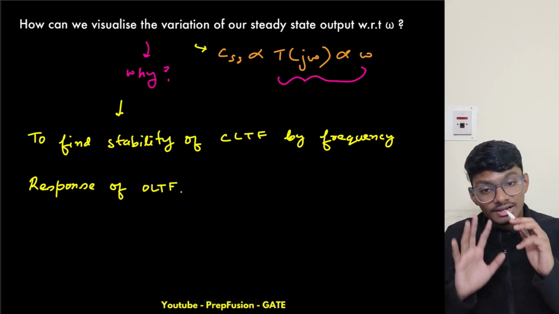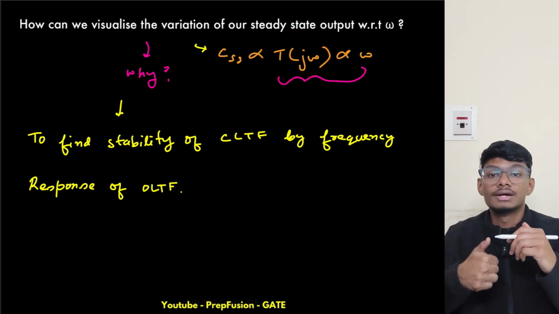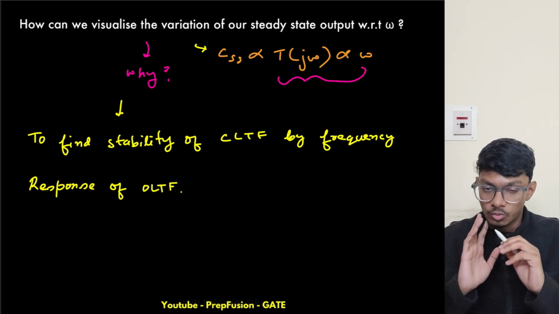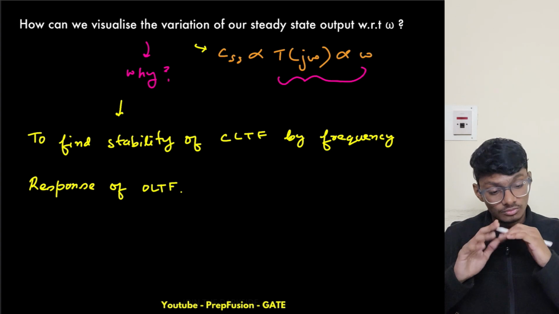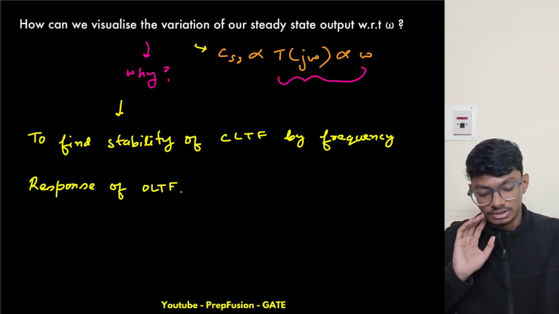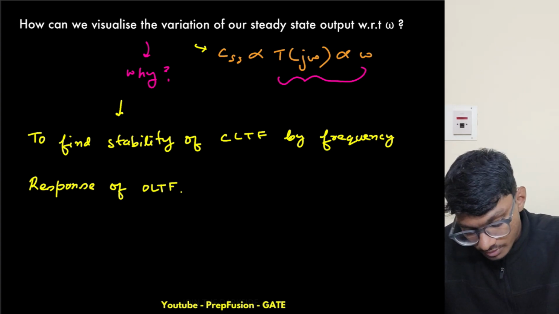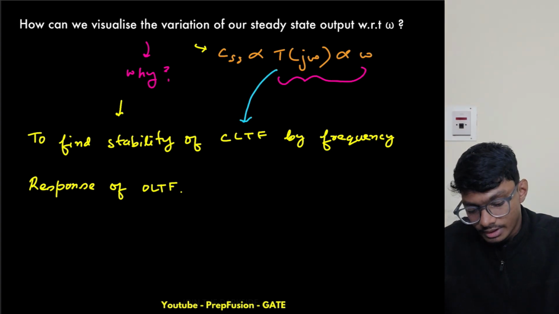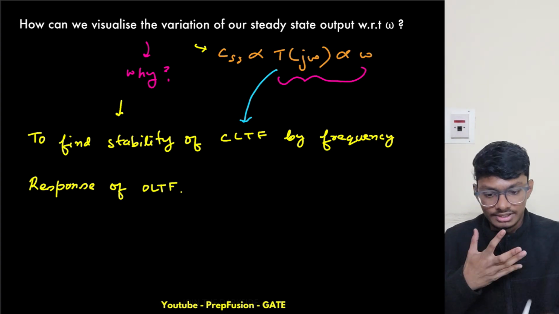But still, without T of j omega, I want to understand the stability. At least I won't be able to find my steady state output, but can I say that yes, it will be stable or it will be unstable without T of j omega? So that is the main thing. Obviously that we will study in the next few lectures.